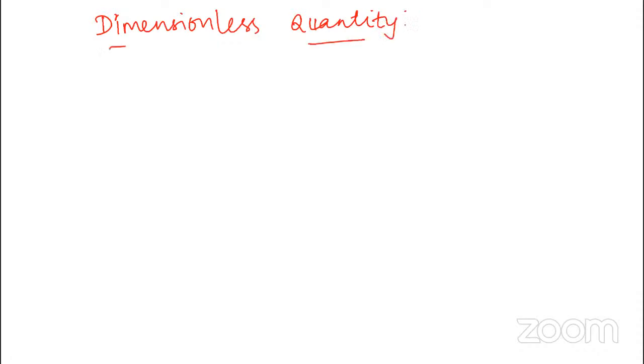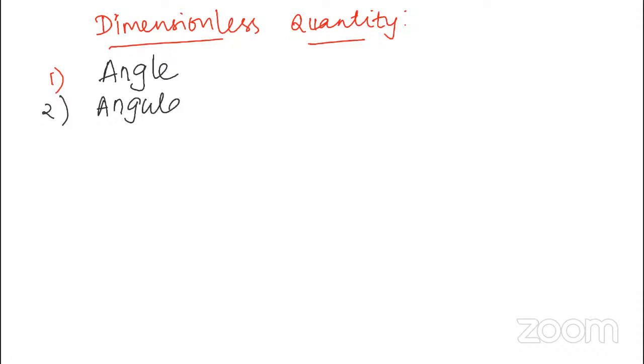Next one, dimensionless quantity. First one, angle. Angle என்ன கிடையாது, dimensions கிடையாது. Next, angular displacement.